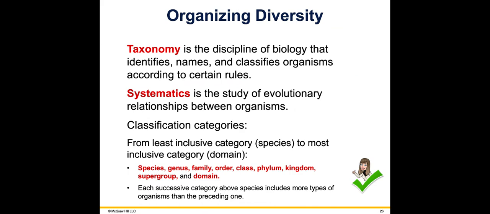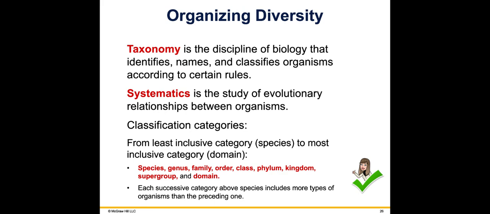I actually like to remember them in the opposite order, from the most inclusive to the least inclusive, or domain, supergroup, kingdom, phylum, class, order, family, genus, species. Supergroup is new, so I kind of keep it out of the naming, and I like to use the mnemonic device. Did King Philip come over for grape soda? And each letter of Did King Philip come over for grape soda reminds me to look at D for domain, K for kingdom, P for phylum, and so on and so on.